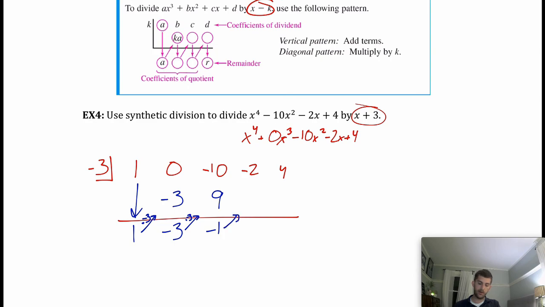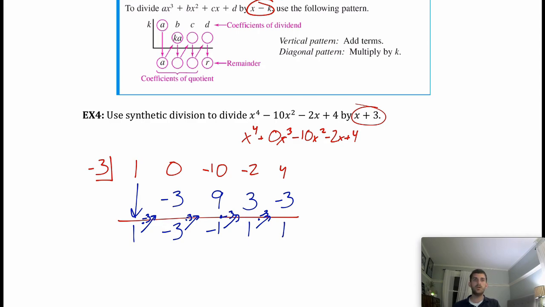We're going to multiply that negative 1 by negative 3, giving us positive 3. We're going to add negative 2 and positive 3, we get 1. We're going to multiply that by negative 3 again. So again, always multiplying by that number in the upper left box. And we're going to end up with negative 3. 4 plus negative 3 gives us 1.